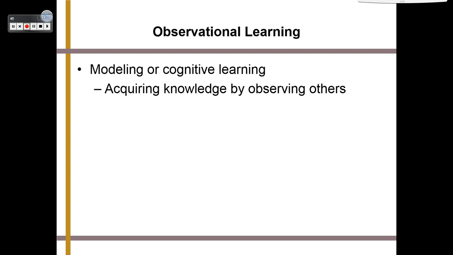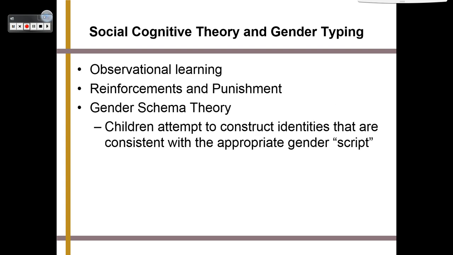Observational learning says that our personality is developed from modeling or watching other people, also known as cognitive learning, and that we acquire knowledge by observing others, and that includes our own personality. Social cognitive theory focuses on observational learning, reinforcements and punishment, but it also looks at gender schema theory.